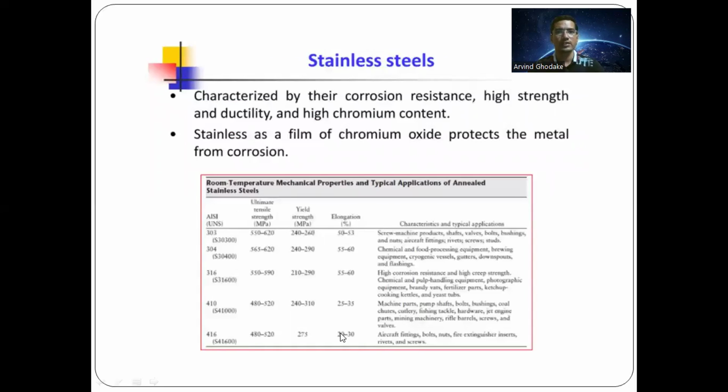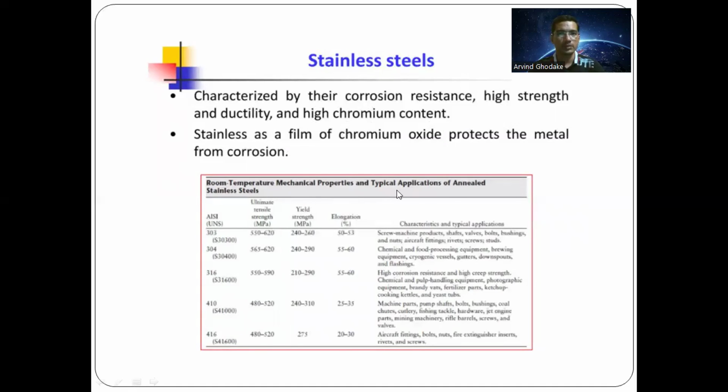The next is stainless steels. They are characterized by their corrosion resistance, high strength and ductility, and a high chromium content. So stainless steel has a film of chromium oxide that protects the metal from corrosion.